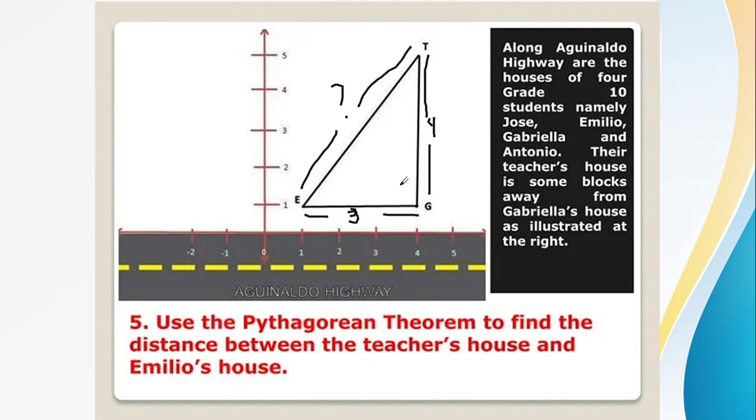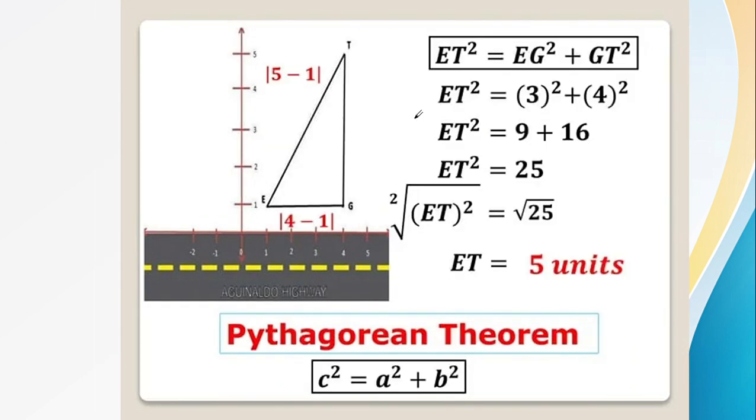Since this is a Pythagorean theorem problem, because it forms a right triangle, if you recall our discussion in grade 9, we studied the Pythagorean theorem. The formula is c squared is equal to a squared plus b squared. So we can use it. Again, this is 3 here, this is 4 here. We will find this distance. We cannot just count 1, 2, 3, 4 units. It's not possible.